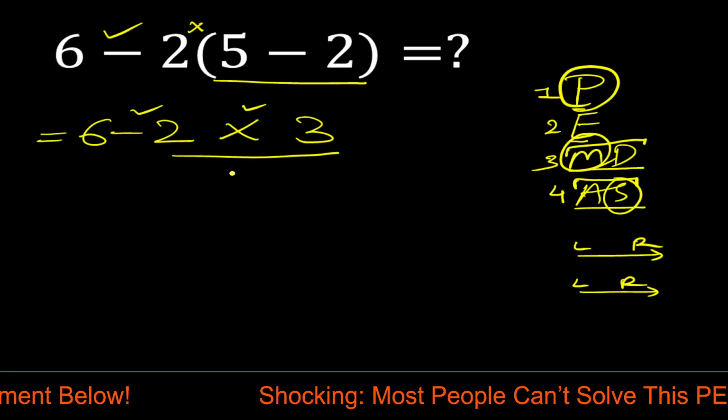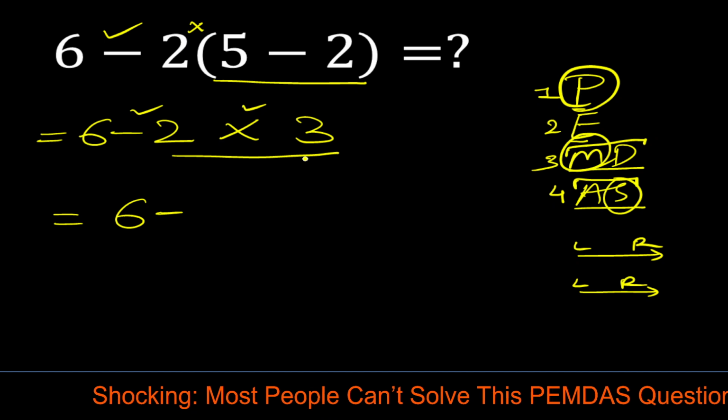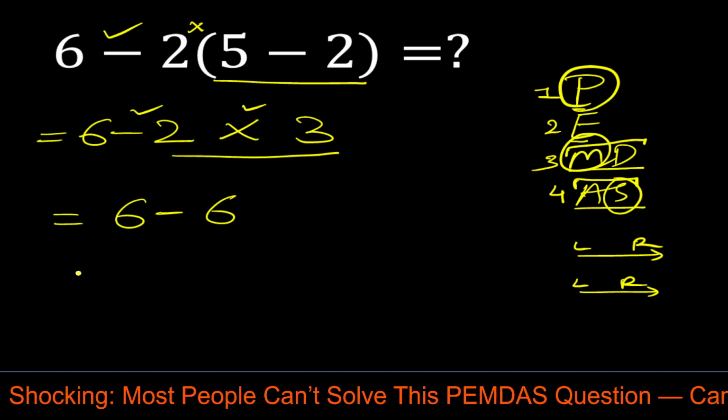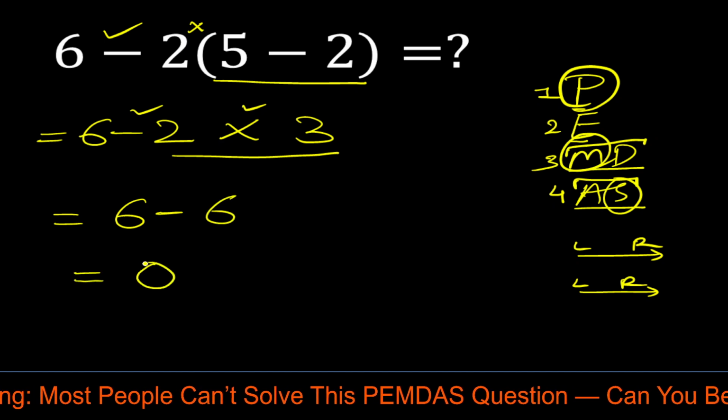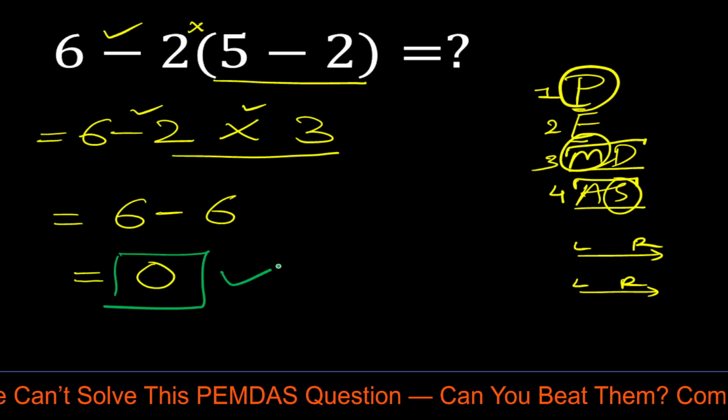So first we have to solve this multiplication. So 6 minus, now solve this multiplication. 2 times 3 is equal to 6. So 6 minus 6 is equal to 0, right? The correct answer is 0.